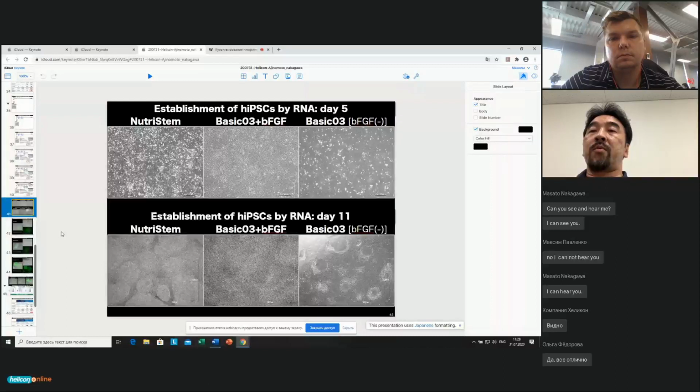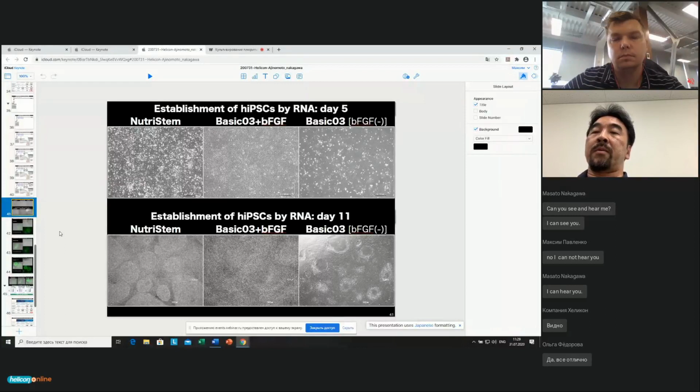This slide shows the morphology of the reprogrammed HDF at day 5 and day 11. I used another medium, Nutristem, which is recommended in the attached protocol of the RNA kit. I used basic 03 plus basic FGF, and in the right photo, I used the basic 03 without the basic FGF.